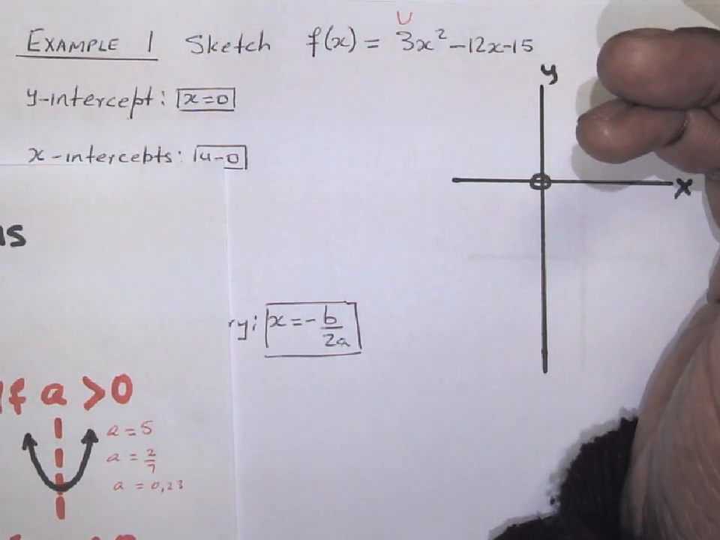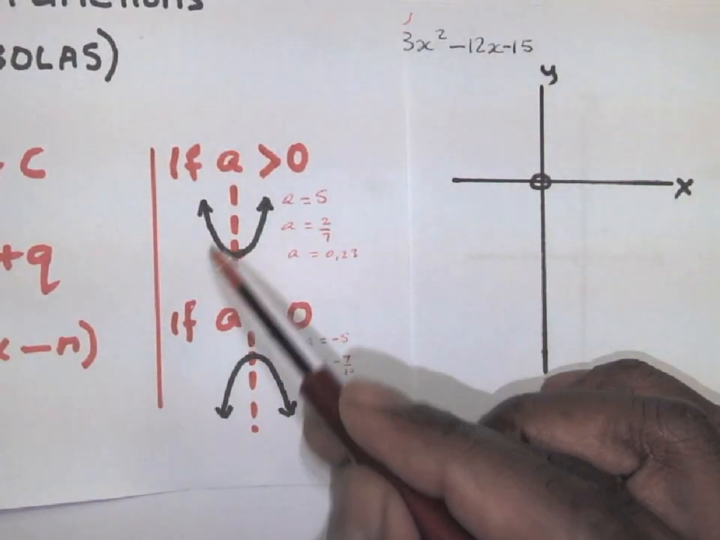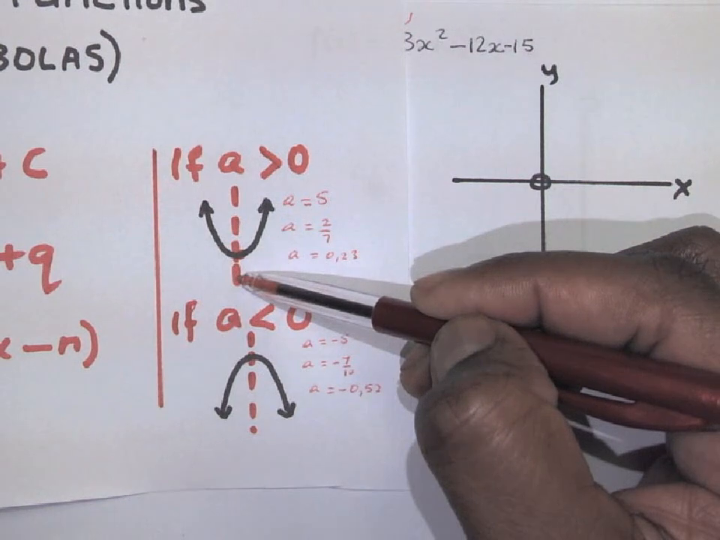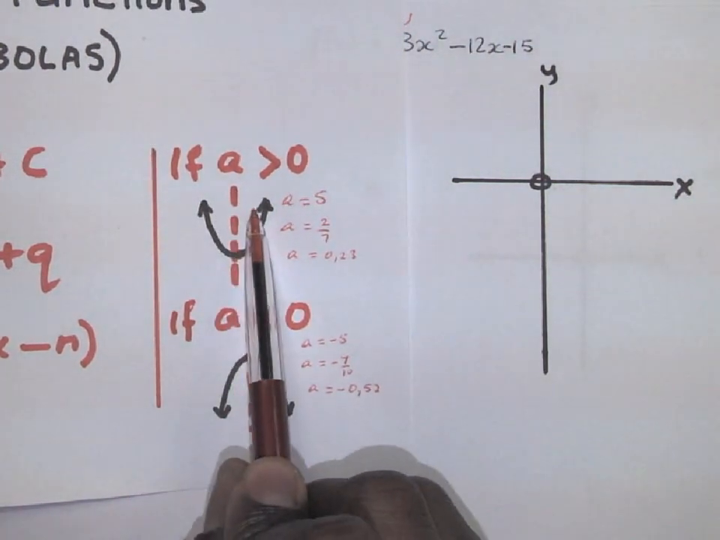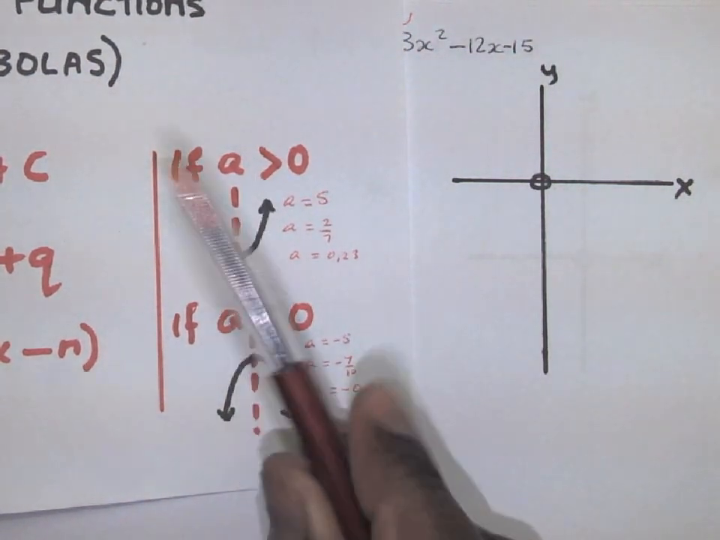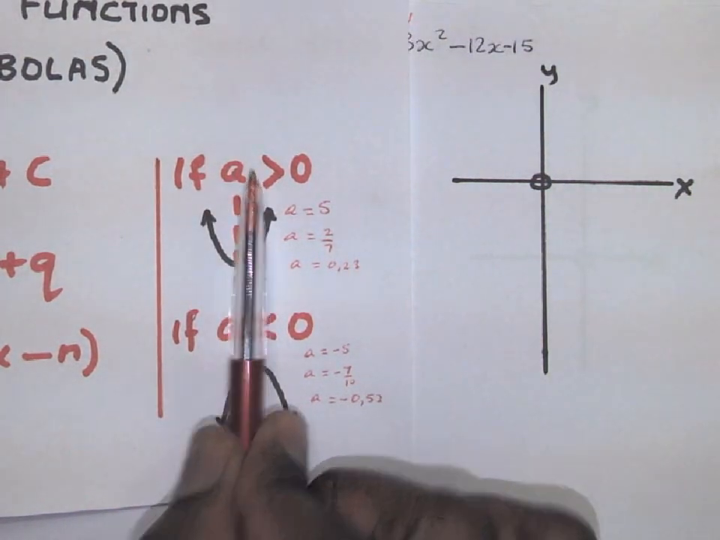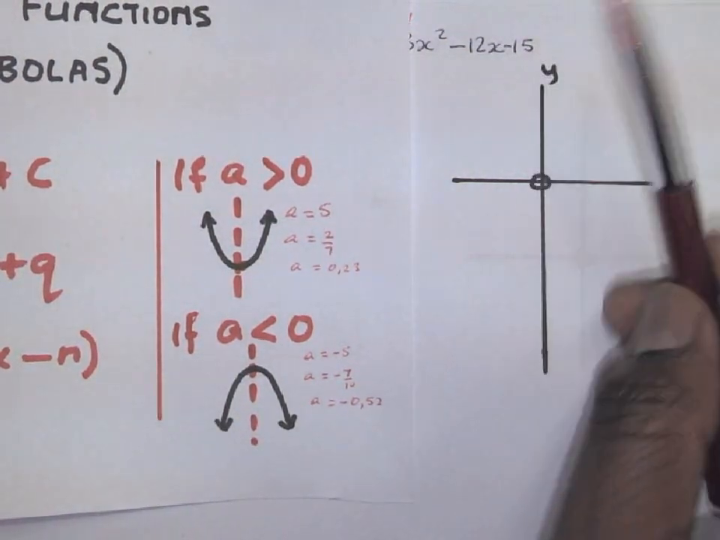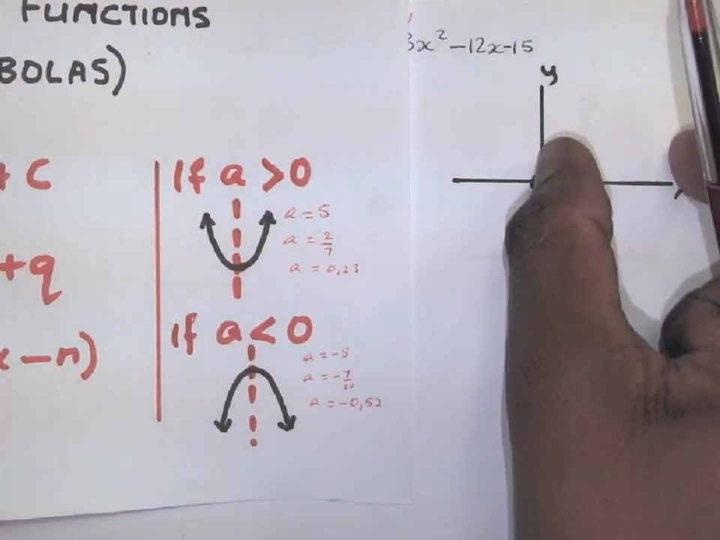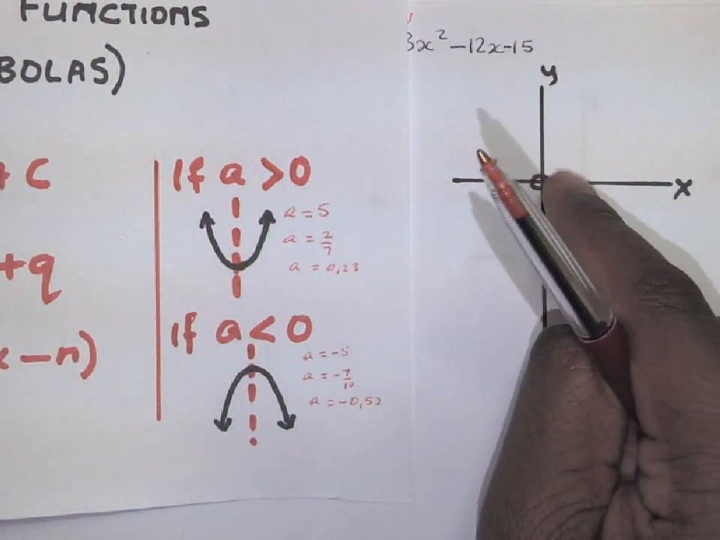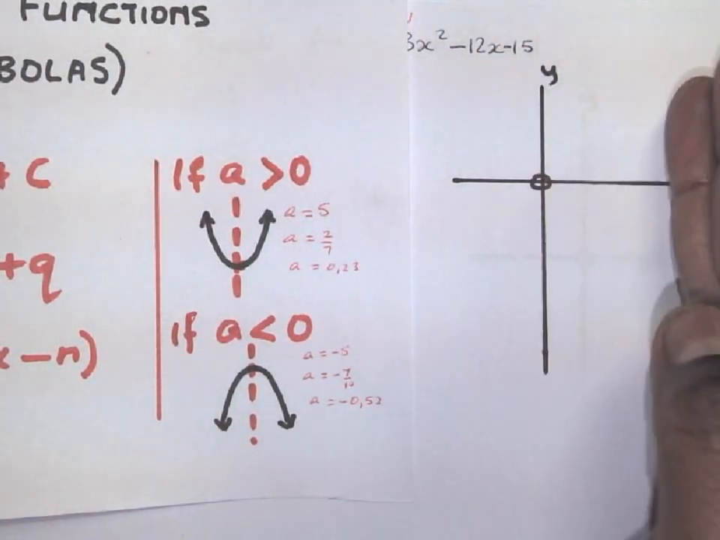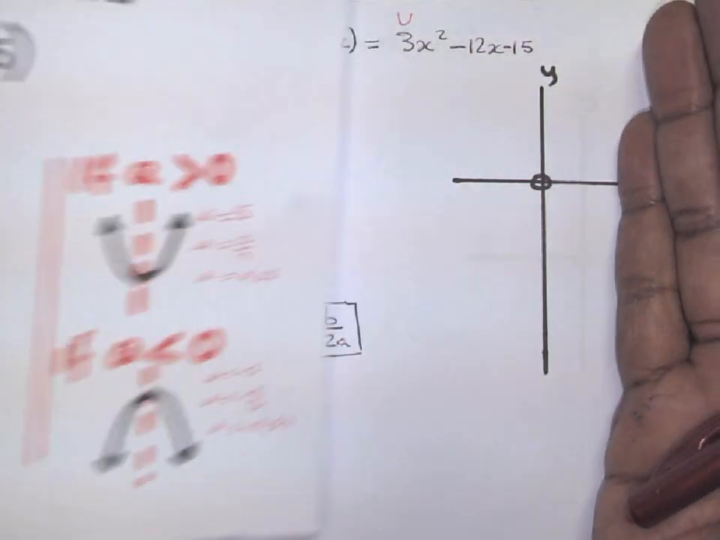Another thing that I need to highlight is the axis of symmetry, which is this dotted line over here. It makes this side the same as this side. When you draw your graph, make sure that the side on the left is equal to the side on the right, not necessarily on the y-axis. It must reflect that this side is equal to this side.